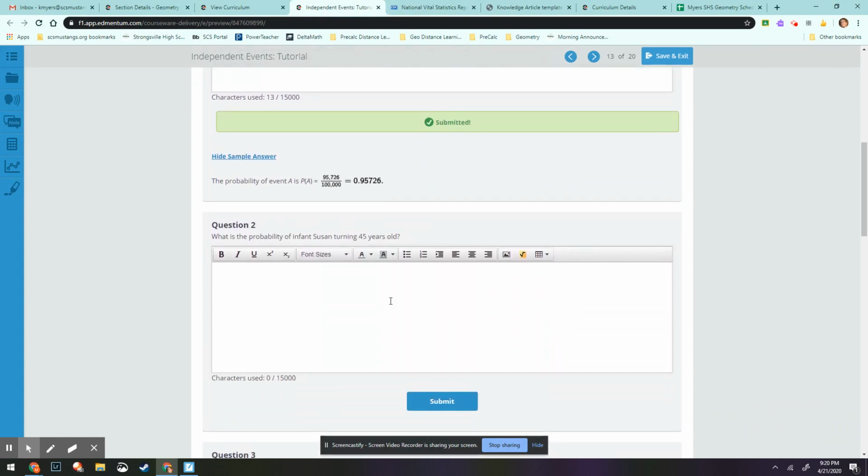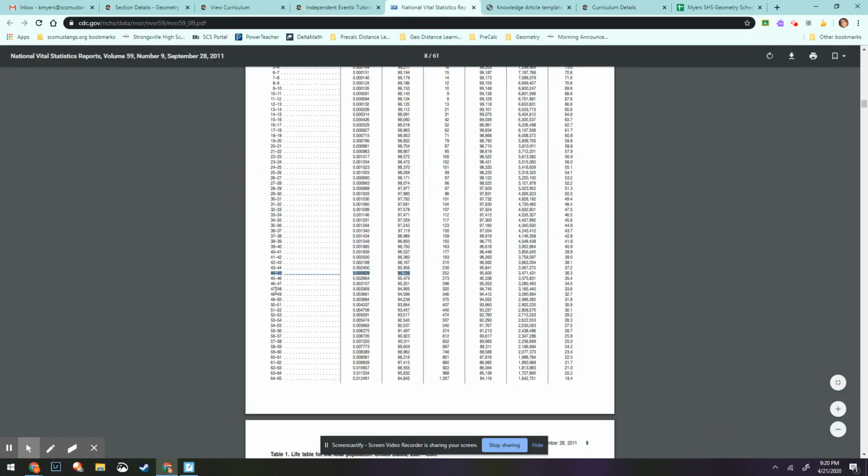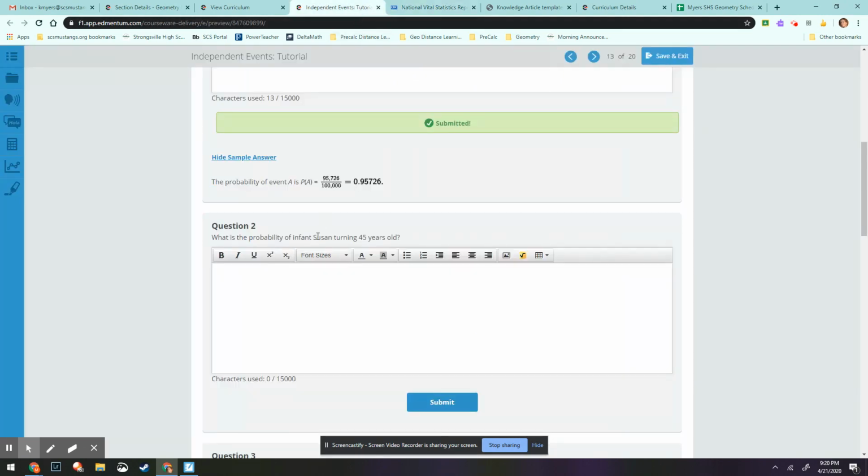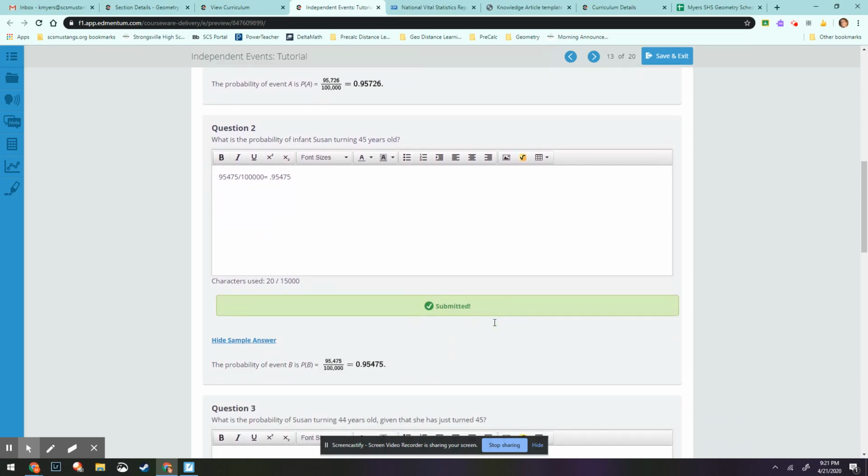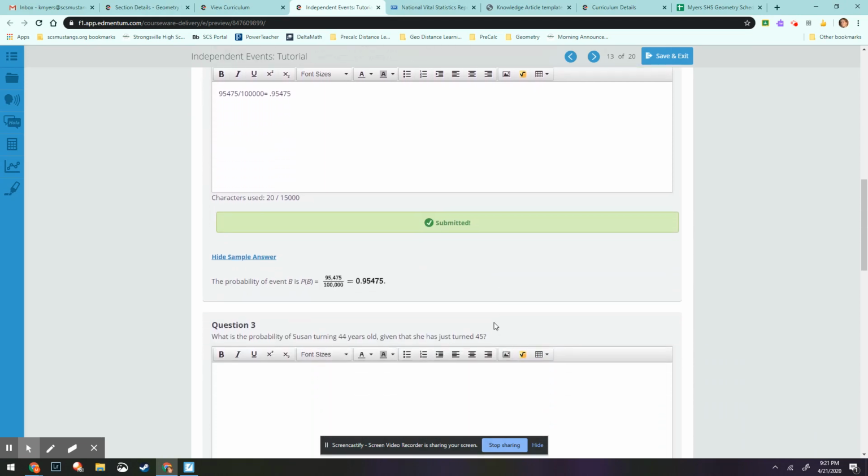Okay. And then what is the probability of infant Susan turning 45 years old? Well, we look at the 45 column. It's 95,475. So we're going to do 95,475 divided by 100,000, and that is going to equal 0.95475. And that's the probability of Susan turning 45 years old.